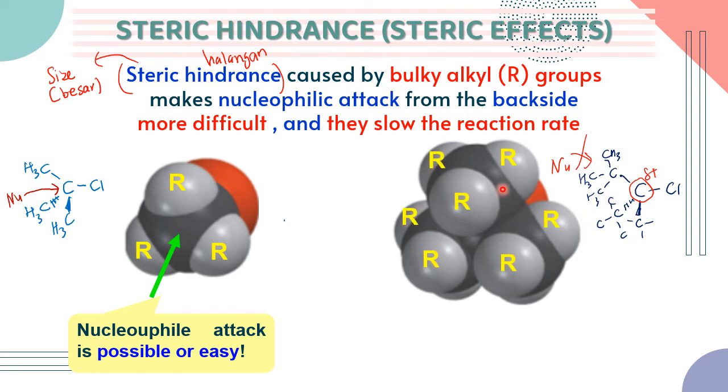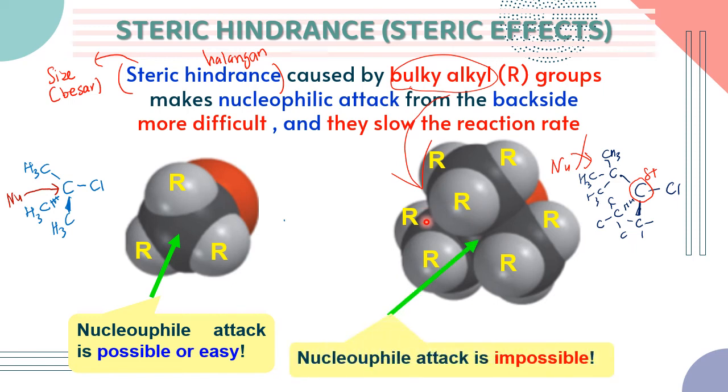So, kat sini, if all of this is alkyl group, yang ni yang kita maksudkan sebagai bulky alkyl group. Okay, yang mana alkyl group dia dekat sini, bulky alkyl group is this part. Okay, yang mana alkyl group dia terlampau besar. So, when the alkyl group is too big, it will give us a steric hindrance. So, halangan disebabkan size yang sangat besar. Halangan terhadap apa? Halangan terhadap nucleophilic attack, nucleophile attack. So, nucleophile tak boleh attack daripada backside. Okay, because of this steric hindrance, because of the big bulky alkyl group.